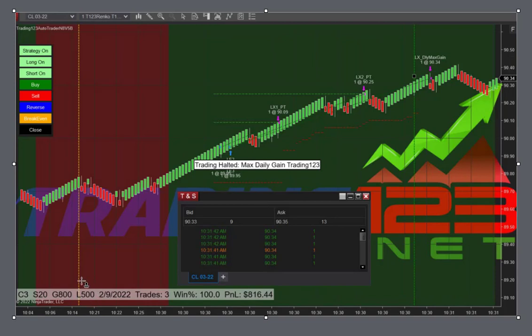So we initiated a strategy here right around 10:14 while it was in a downtrend. You either start in an uptrend or downtrend. Then the trend change came. We got long. Strategy got long. Hit its first target, second target. And then the third was the runner, which hit our max daily goal. And that's how the AutoTrader works.